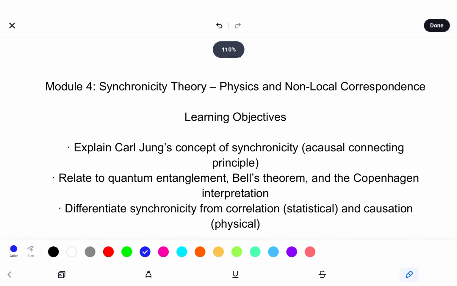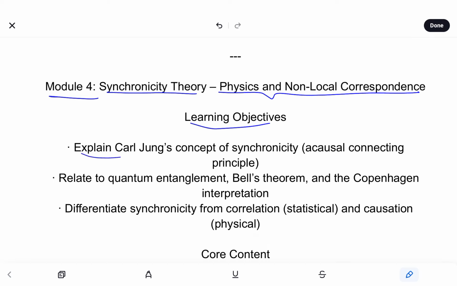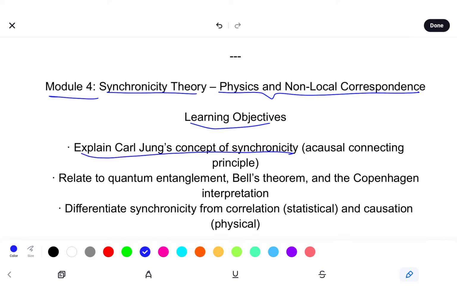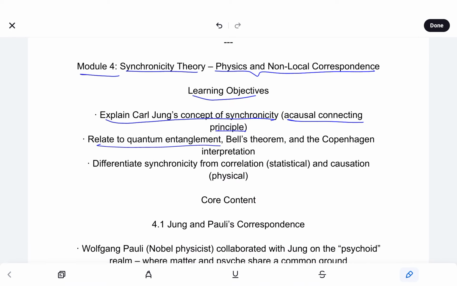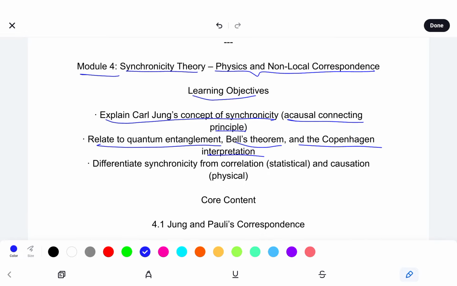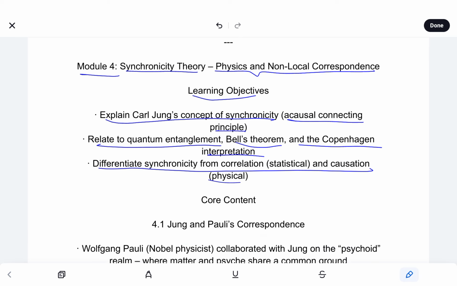Right, Module 4 is synchronicity theory, physics and non-local correspondence. Our LO shows we have to explain Carl Jung's concept of synchronicity, an acausal connecting principle. We also need to relate it to quantum entanglement, Bell's theorem, and the Copenhagen interpretation, as well as differentiate synchronicity from correlation, statistical, and causation, physical.